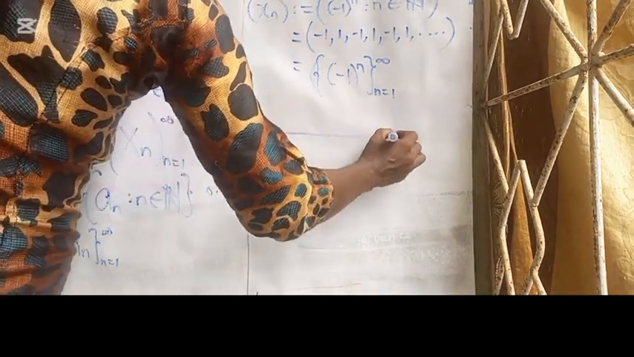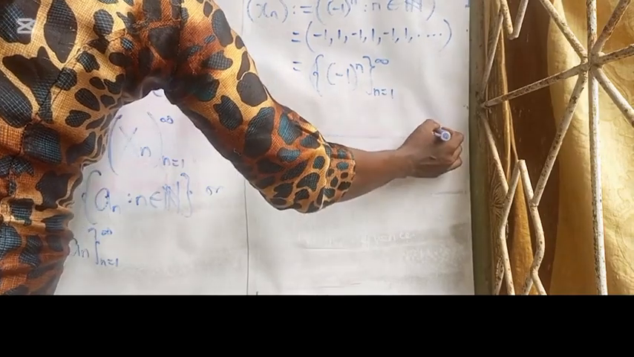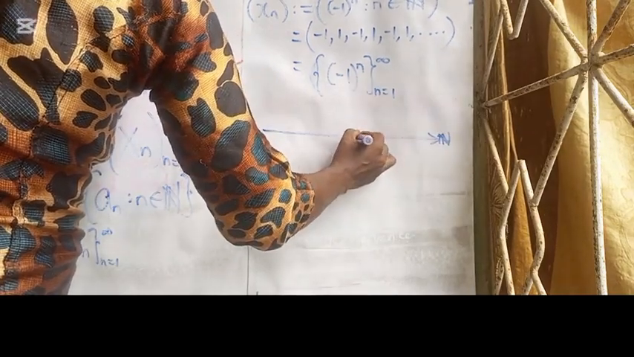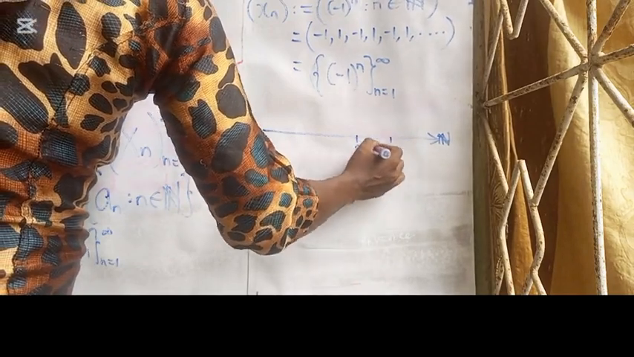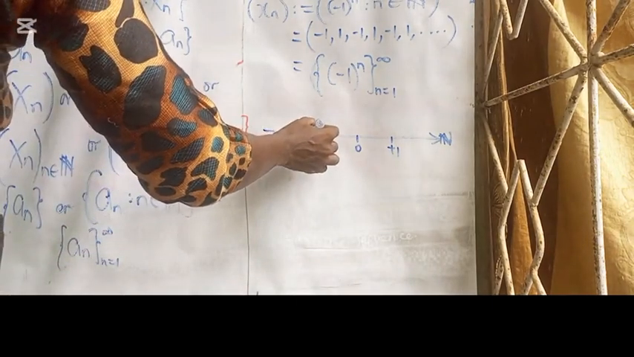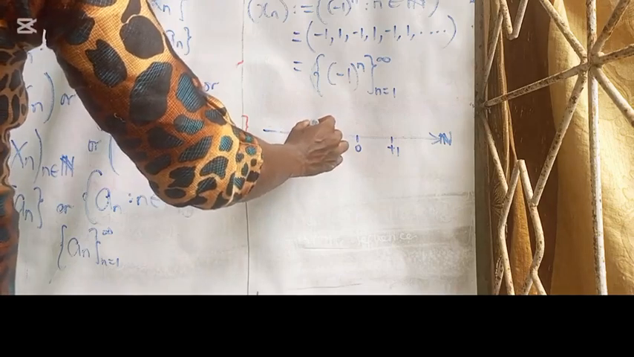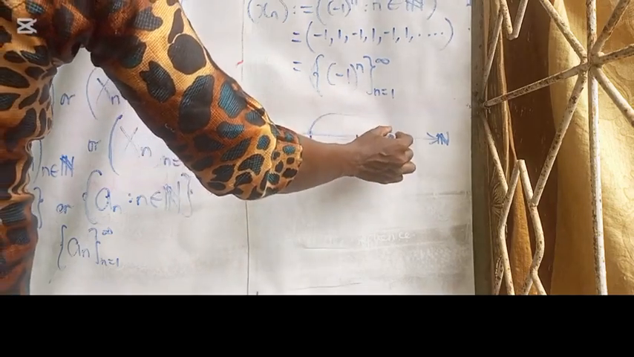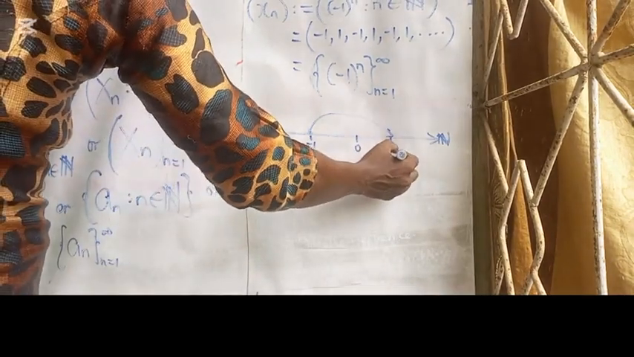You can visualize this on the number line as follows. The elements of the sequence start from minus 1, jump to plus 1, jump back to minus 1, jump back to plus 1, and it continues to move like that.